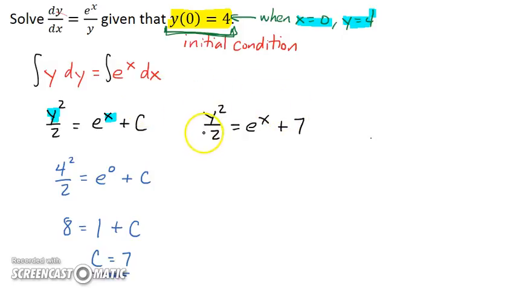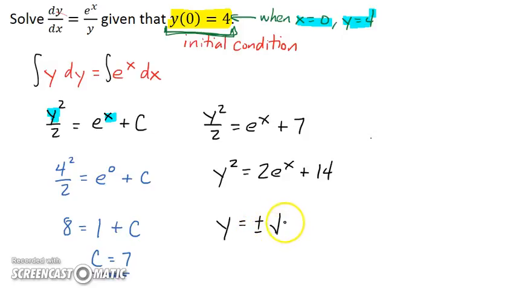And now I still need to make my last step, solving for y. So I can multiply both sides of this equation by 2. Y squared would be 2e to the x plus 2 times 7, which is 14. And now I need to take the square root of both sides. And don't forget plus or minus. Y would be plus or minus the square root of 2e to the x plus 14.